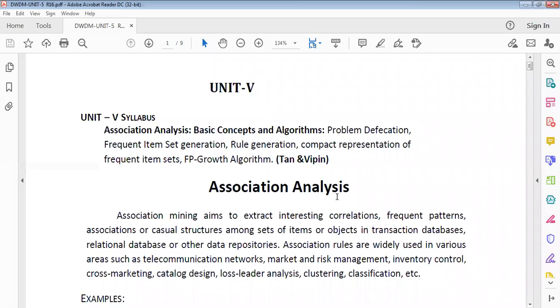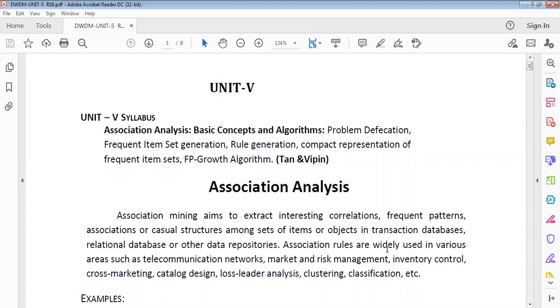In association analysis, we can do frequent item set generation with the Apriori and FP-growth algorithms. We also discuss how the rules are represented and how they are generated. All these things are discussed in association analysis. Here, association analysis aims to extract interesting correlations, frequent patterns, associations, and causal structures amongst sets of items or objects in a transaction database.